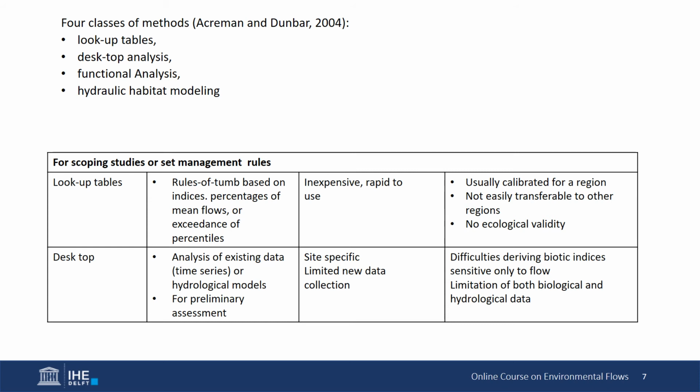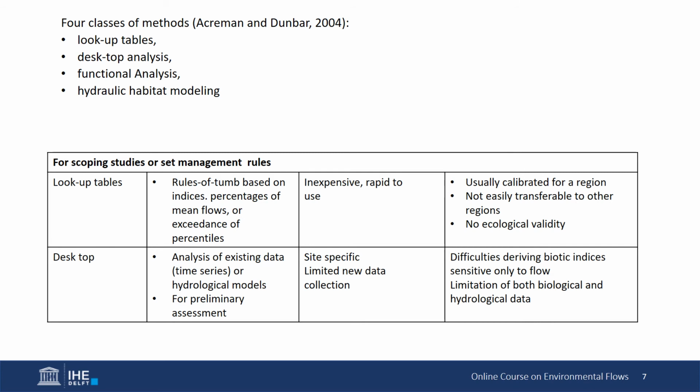Lookup tables contain hydrologically defined indices. An assumption is that the indices should be based on statistical analysis of natural flow regimes, but sometimes they can be based on general observations. Indices based on variable percentage of monthly median flows will be preferred over those that use mean annual flows. These methods are easy to use but do not have ecological relevance, and the values cannot be transferred to other regions easily.